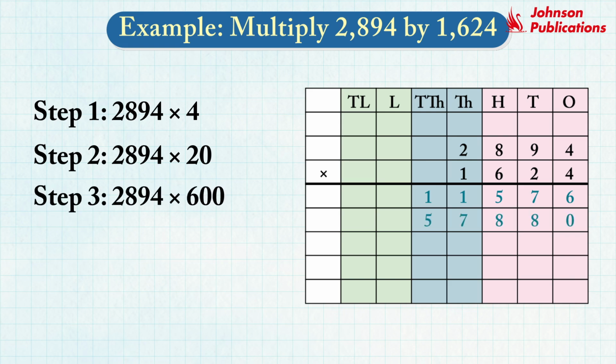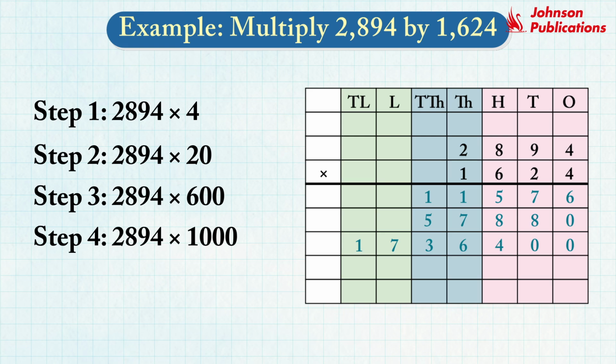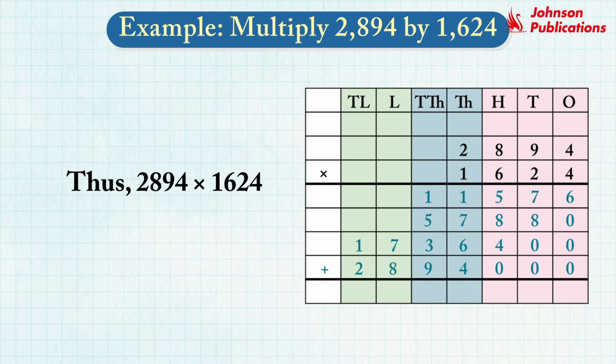Step 3. Multiply 2,894 by 600. Step 4. Multiply 2,894 by 1,000. Thus, the product is this.